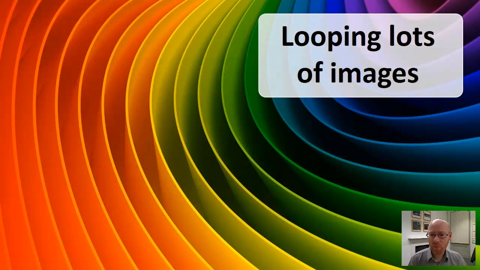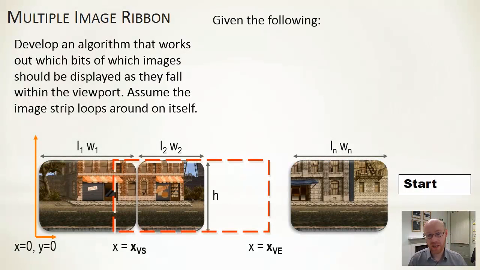To make things a little bit more complicated, let's look at the general case now, where we have lots of ribbons, one or more, of potentially different widths. This is the most difficult case, but again, it's worthwhile having a bit of a ponder about how you feel you would do it. So I need to develop an algorithm that works out which bits of a series of images fall within the viewport. And we're going to assume that this series of images loops around on itself. It's not a single image. Here we have multiple images comprising our image ribbon and potentially of different width.